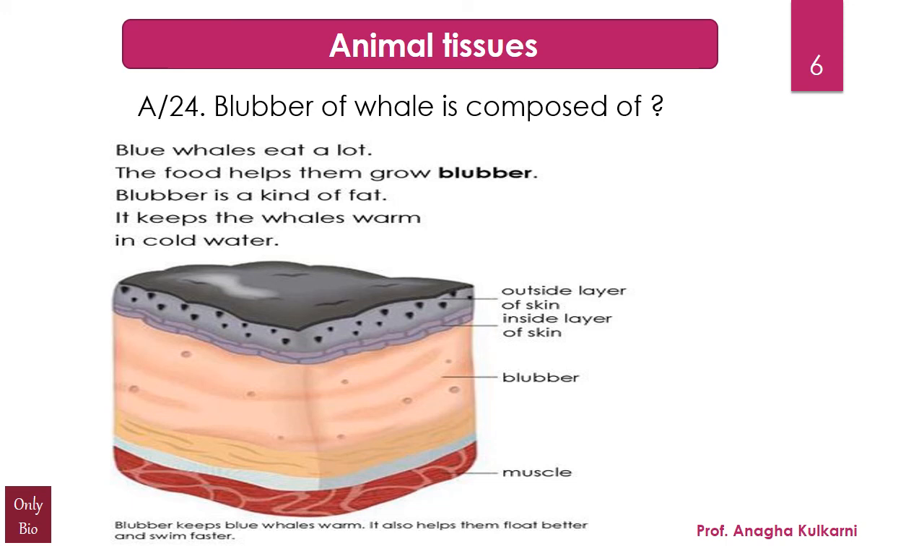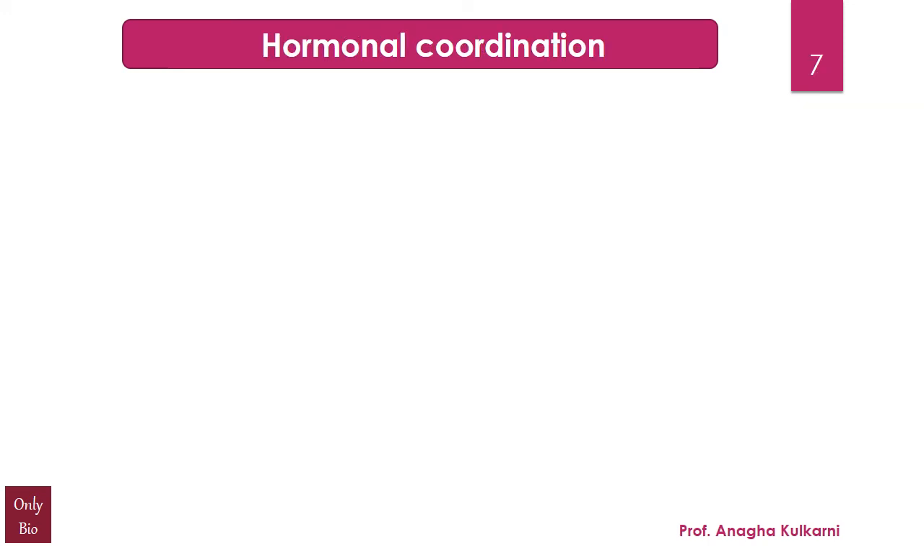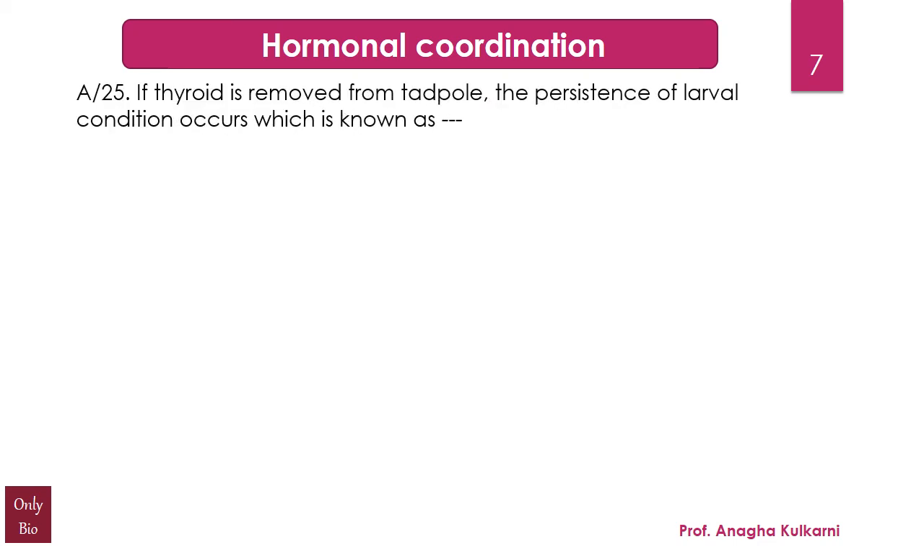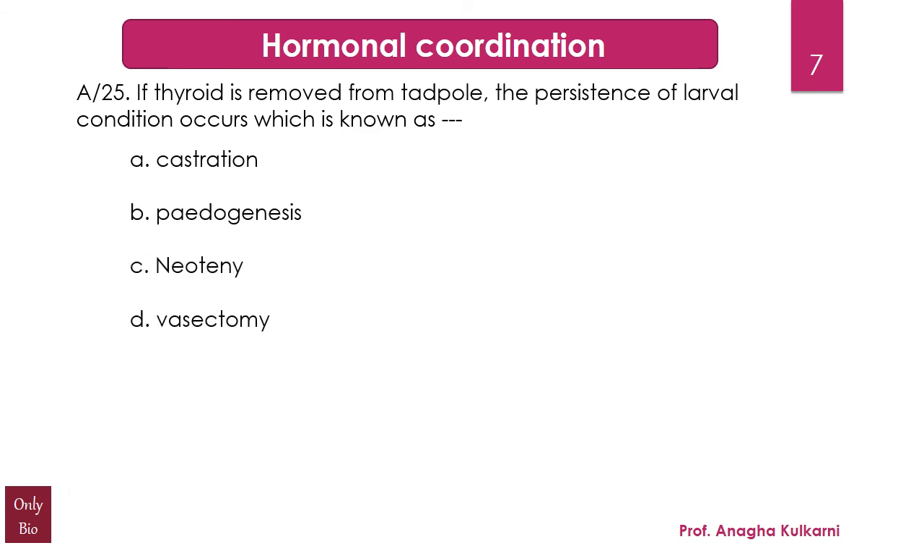I take you to the next question. The next question relates with the chapter hormonal coordination, and the question is, if thyroid is removed from tadpole, the persistence of larval condition occurs and this is known as dash. Friends, this is a question that has been repeated many times, so listen carefully. And your options are A. Castration, B. Paedogenesis, C. Neoteny, and D. Vasectomy. And the perfect answer for this question is C. Neoteny.